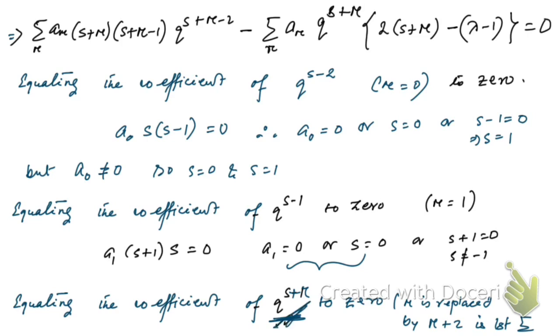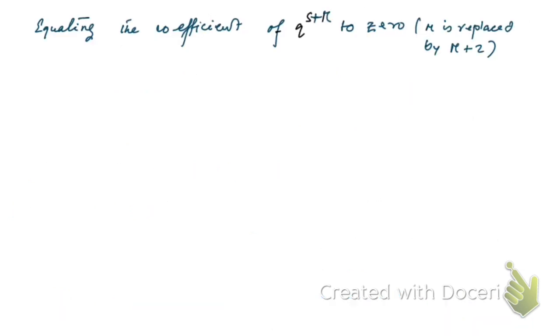So now, equating the coefficient of this to 0, here you see we have to replace r by r plus 2 in the first summation.